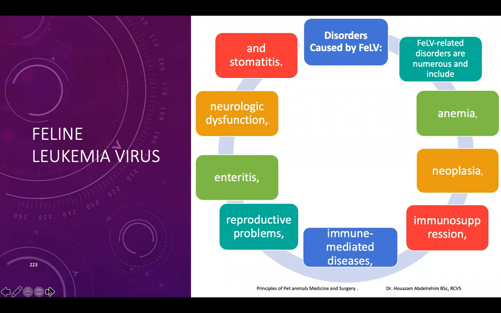ايه الديسوردرز اللي هنشوفها؟ Anemia, neoplasia, immunosuppression, immune mediated disease هتبقى تظهر بقى, reproductive problems, enteritis, neurologic dysfunction, stomatitis كمان.